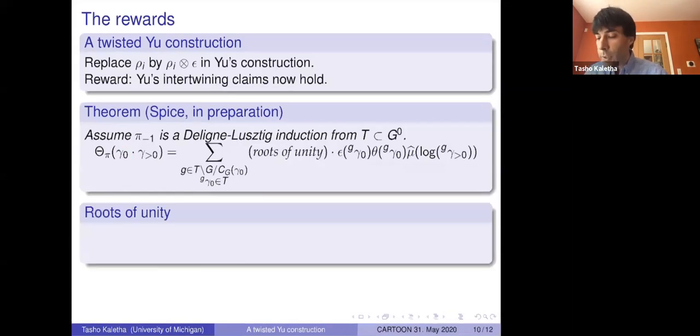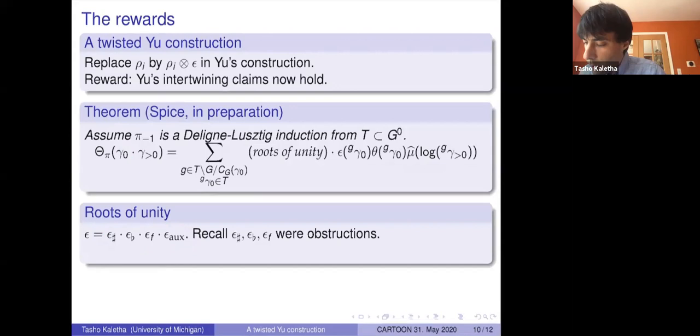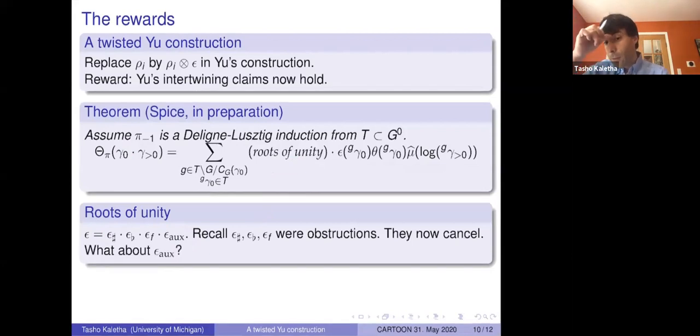What about the roots of unity? Well, remember that this twisting character was the product of these four, the three obstructions and the auxiliary character. Well, the three obstructions, they were also present in these roots of unity here. So they now cancel out. This is why it's good to twist U's construction. What about the auxiliary character? Well, it turns out after thinking a little bit about it for a while that it had to have been there. That's how cosmic justice works.